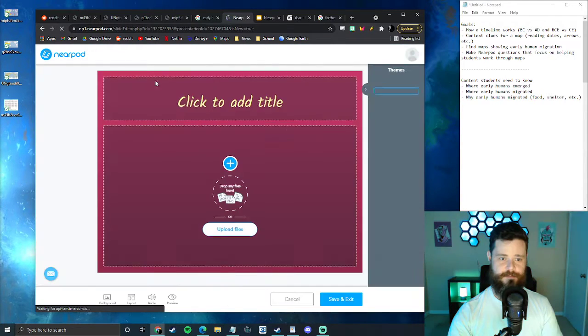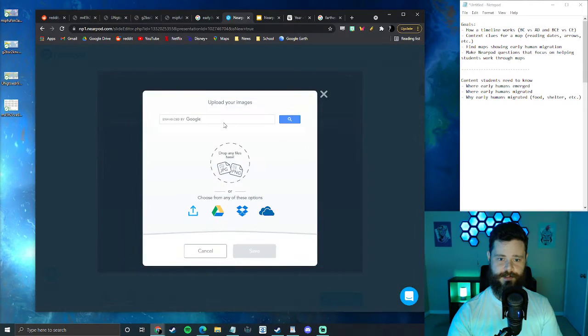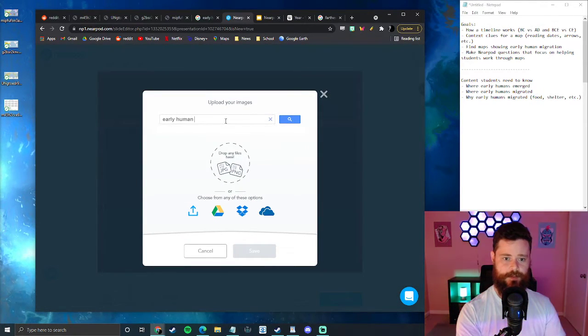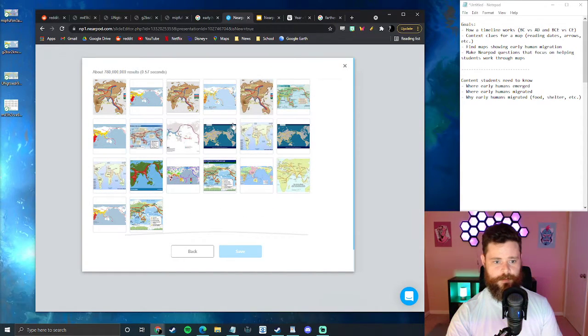Let me see if there are any on here that I can check out. Early human migration map. Largely going to be like the same thing.